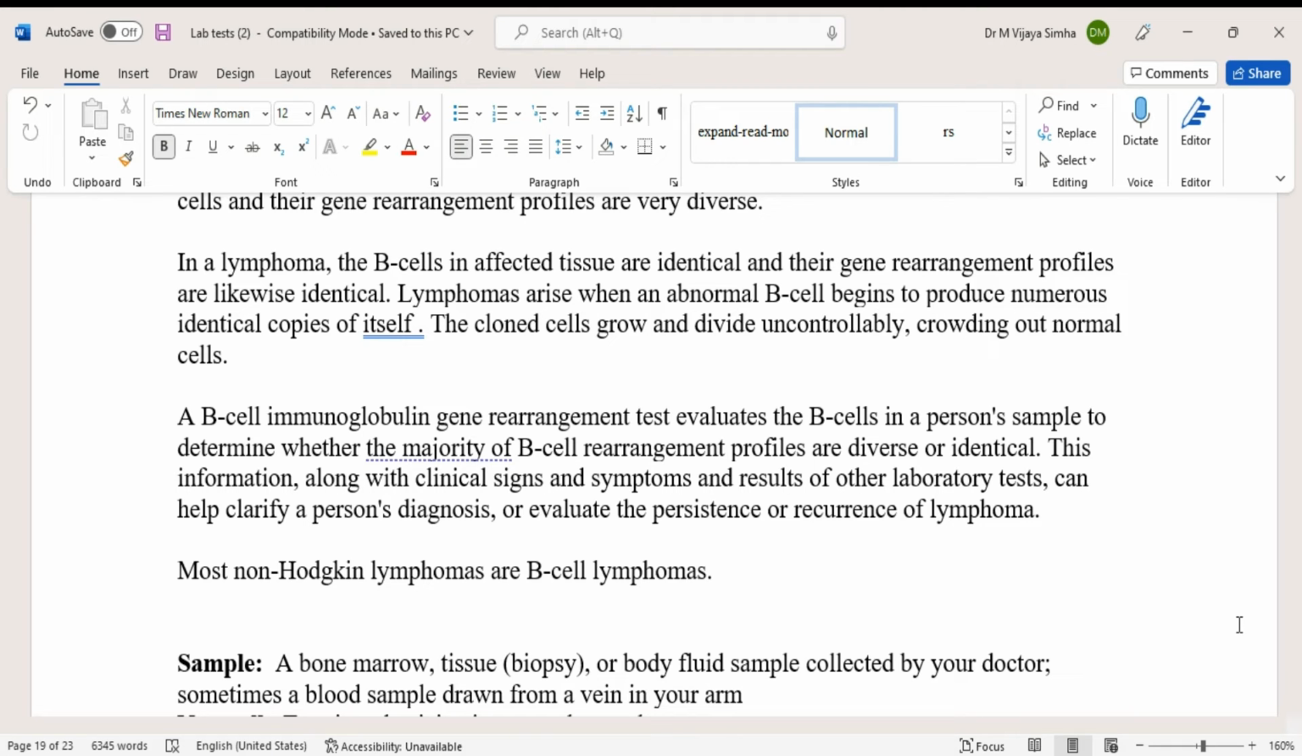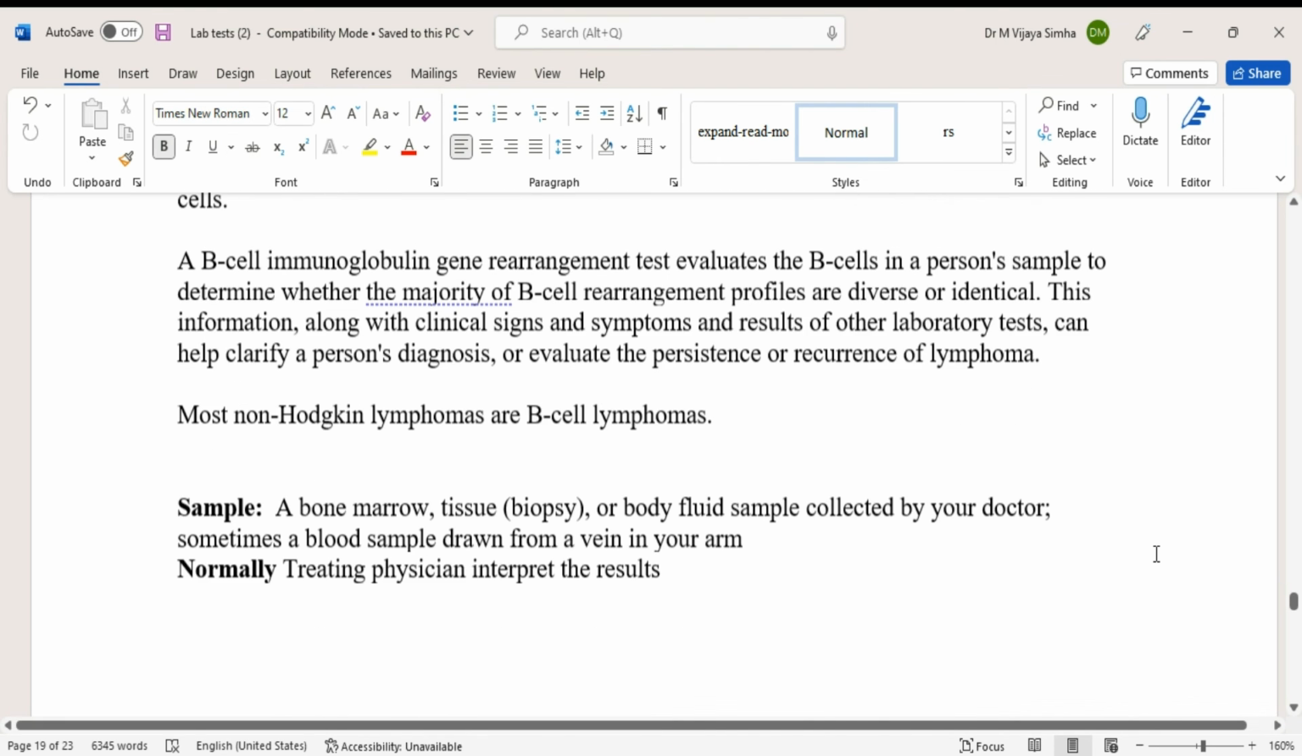This information, along with the clinical signs and symptoms and results of other laboratory tests, can help clarify a person's diagnosis or evaluate the persistence or recurrence of lymphoma. Most non-Hodgkin lymphomas are B-cell lymphomas.